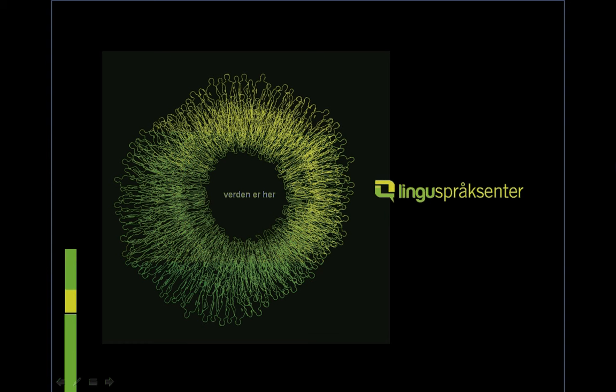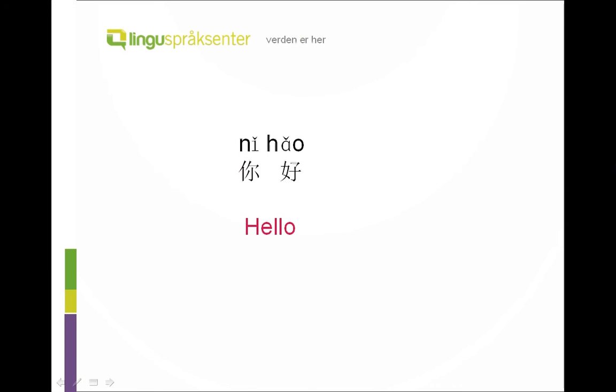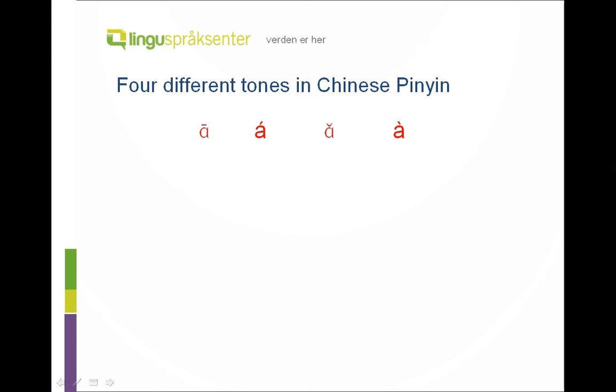Long time no see. Remember last time we got some basic knowledge of Chinese Pinyin? Let's get a quick review. Here we see the very basic Chinese greeting. As you already know, 你好 means hello. In these two syllables, N and H are initials. E and Ao are finals. The two dots above finals are tones. We also know that there are four different tones in Chinese Pinyin plus a neutral tone.